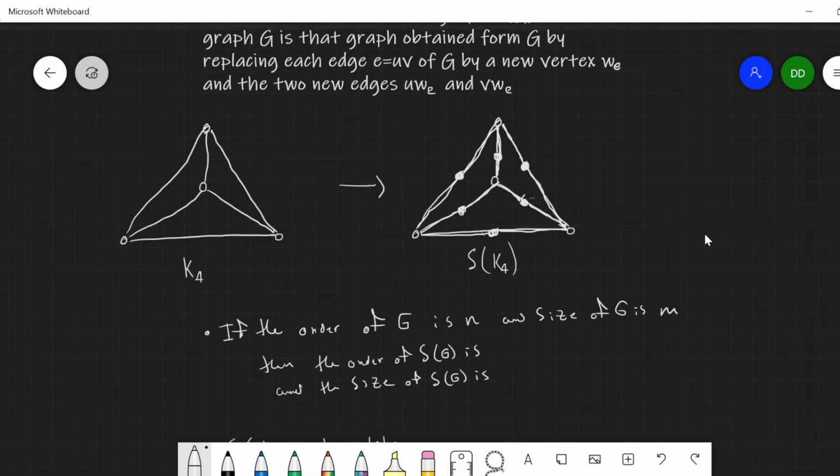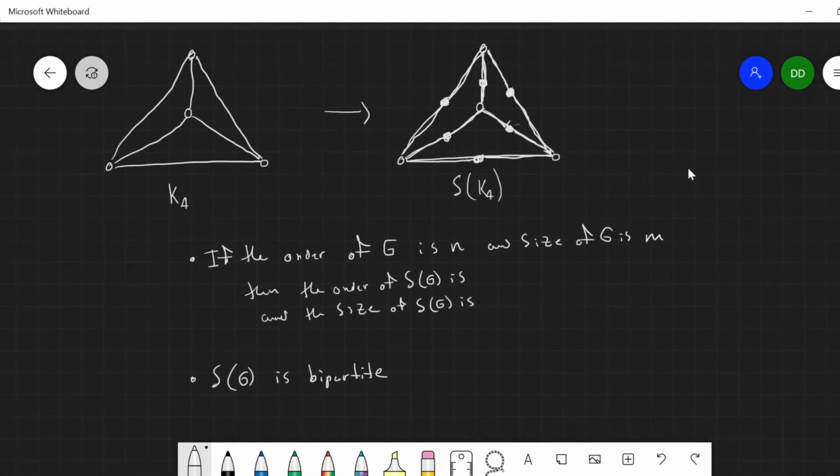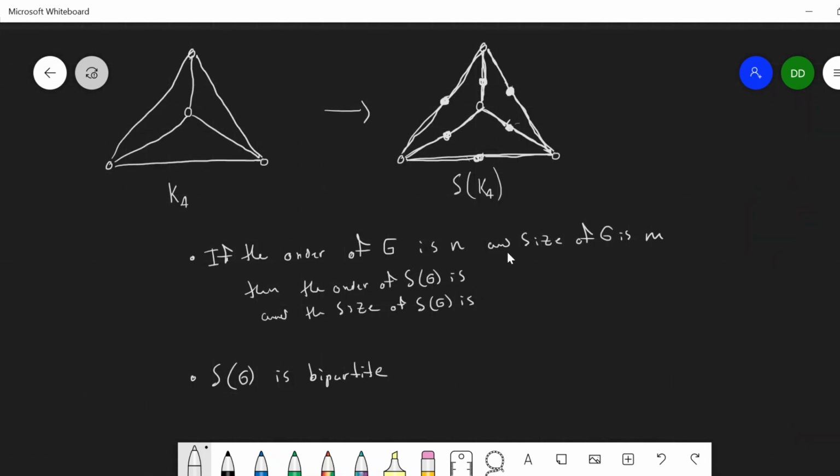So we'll do some stuff with this later. For right now, we'll just note some properties of the subdivision. If the order of the graph is n, and its size is m, then think about what would be the order of the subdivision, and what would be the size of the subdivision. So the order: I keep my same vertex set and then I add more vertices. How many more vertices do I add? Well, I add a new vertex for each edge of the original graph. So the order of S of G would be n plus m. Size of S of G: I had m edges to begin with, and then for each edge I added a new vertex, deleted the old edge, and made two new ones. And so the size of S of G should be twice m.